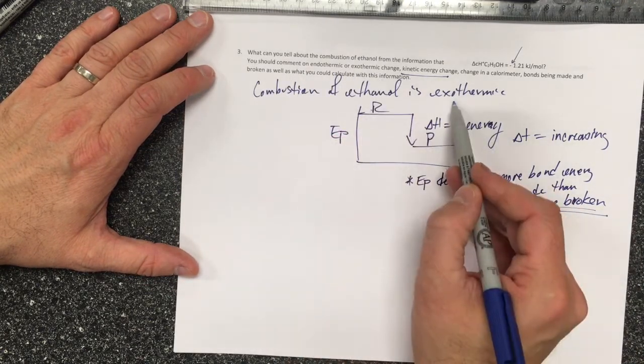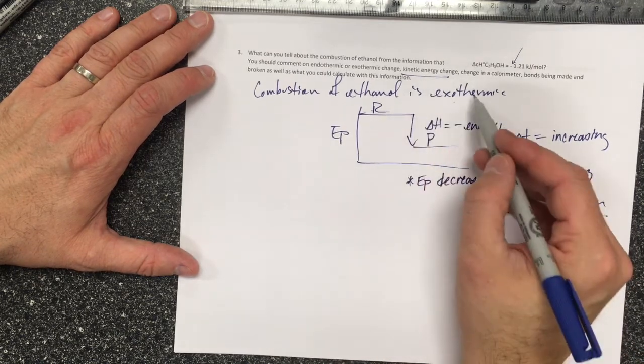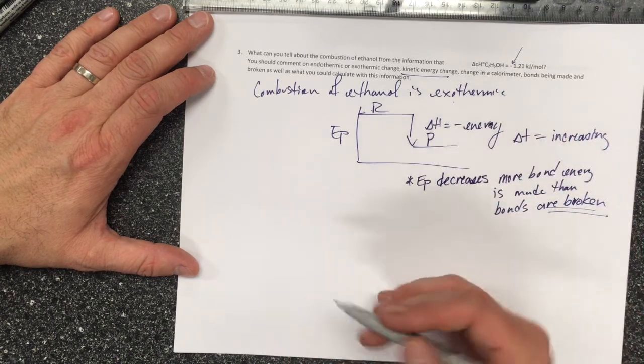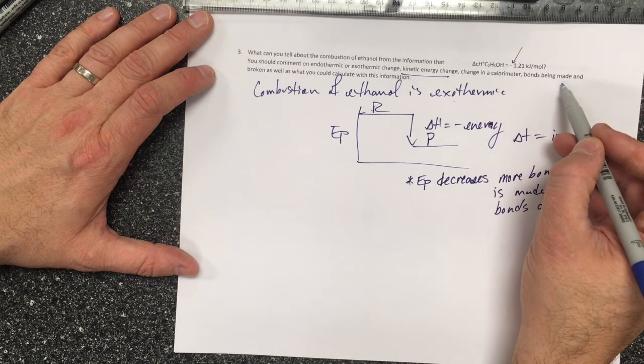So the endothermic and exothermic change, we know it's exothermic. Kinetic energy is going up because it's exothermic. So the delta T, we measure that. The calorimeter is going to warm up. So we know more bonds are being made than broken.